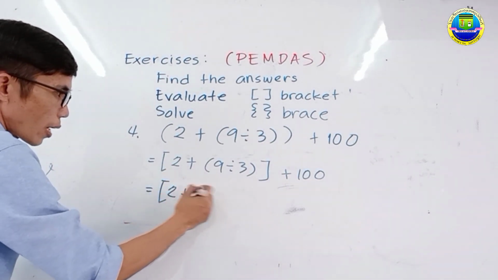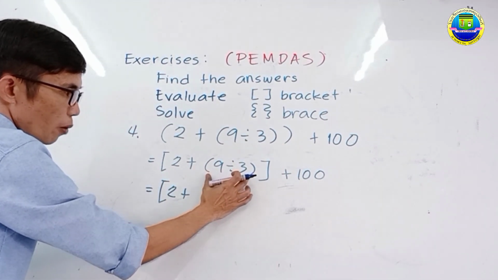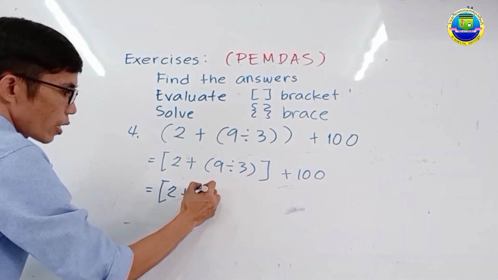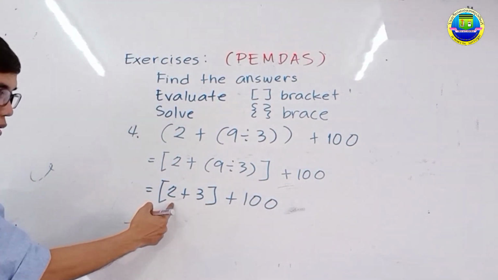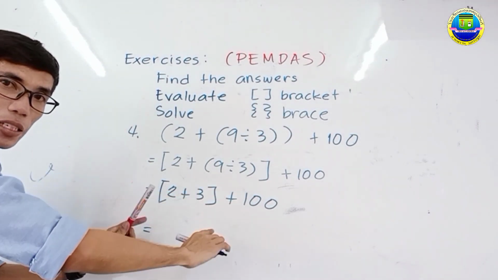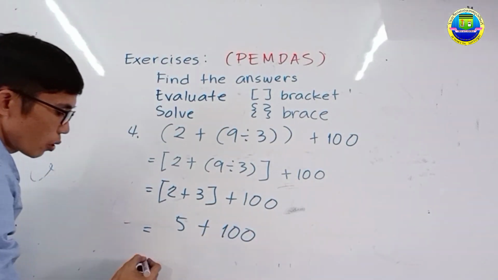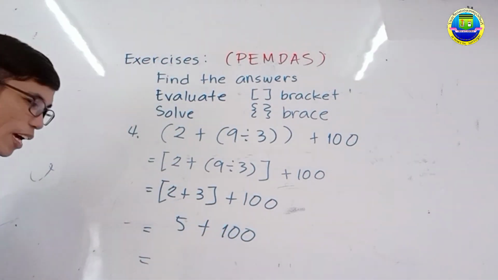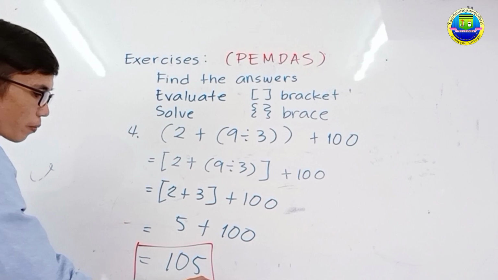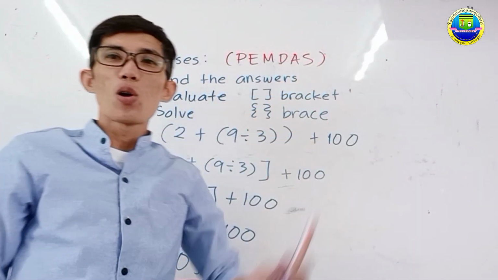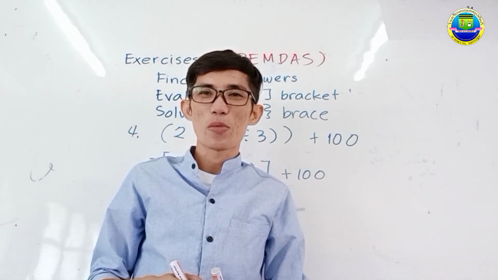So we have 2 plus 9 divided by 3. There is the parenthesis here. We need to do first the operation inside the parenthesis. So we have 9 divided by 3 is 3. Then plus 100. And now the bracket serves as a parenthesis. So we have 2 plus 3. We have 5 plus 100. So the final answer is 105. Using PEMDAS, it is easy for us to perform combined operations.